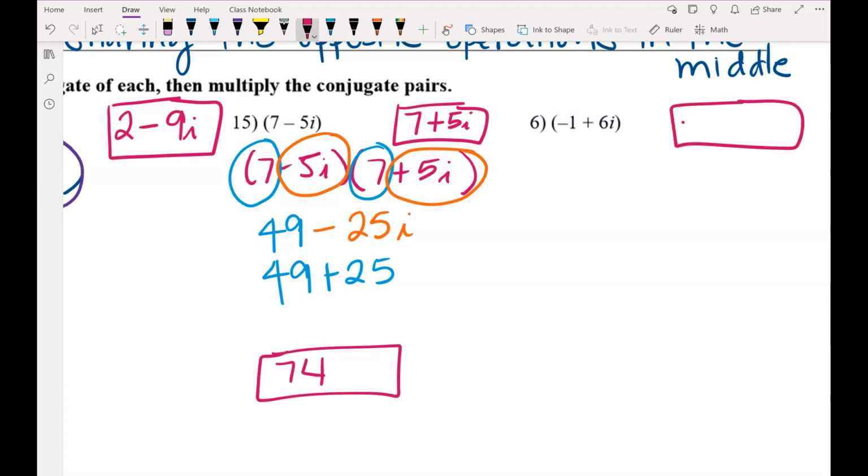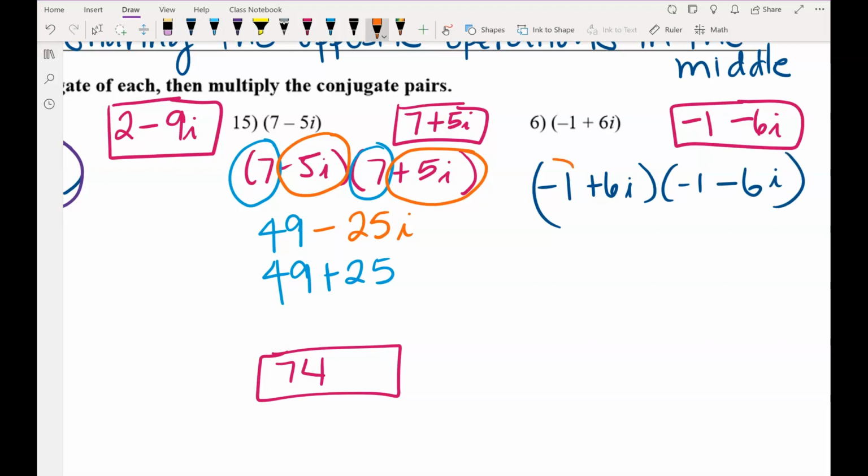All right. The conjugate pair for this one is, yep, keep the negative: negative 1 minus 6i. Perfect. Then we're going to multiply them together. Negative 1 plus 6i times negative 1 minus 6i. Negative 1 times negative 1 is positive 1. 6i times a negative 6i is a negative 36i squared, which makes it a positive 36. Final answer, 37.